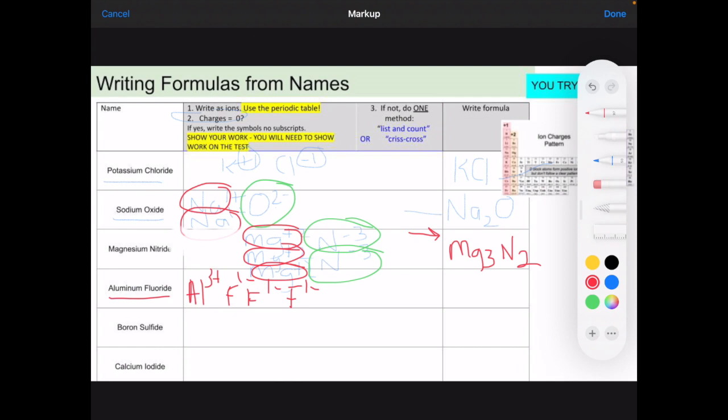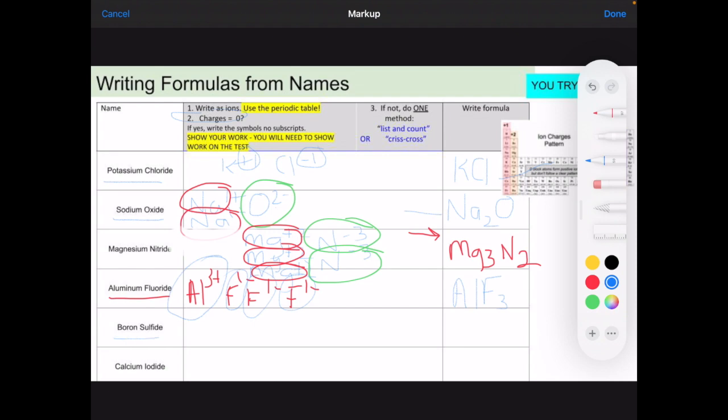But now I'm going to count how many of those ions I have. I only have one Al, so I'm going to put Al with no subscript. And I have 1, 2, 3 F, so I'm going to put AlF3.